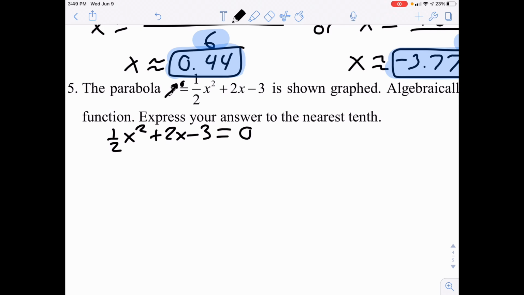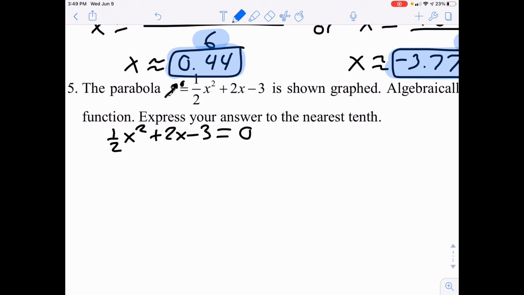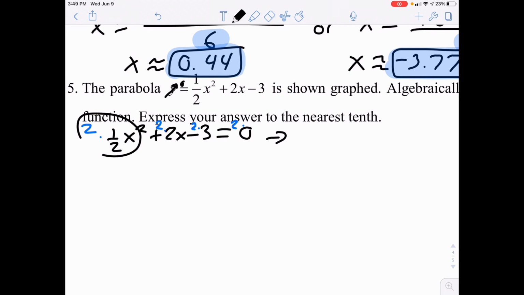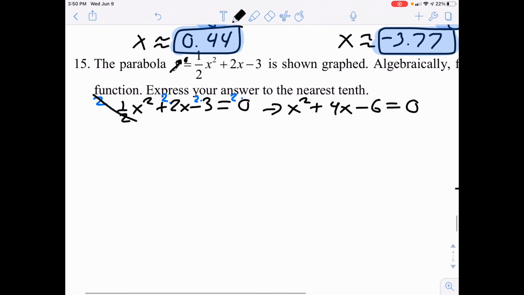Now, I look at this and I just don't want to deal with that fraction there. So a nice little trick here would be to multiply by the reciprocal of that fraction, which is 2, but multiply everything by 2, and you will not have a fraction anymore. It's kind of a neat little trick. So 2 times 1/2 would, of course, be 1, so that's x squared, and then plus 2 times 2, or 4x, minus 2 times 3 is 6, equals 2 times 0, which is 0. So this is kind of a nice little trick when you're trying to get rid of a fraction. You don't want to deal with it.